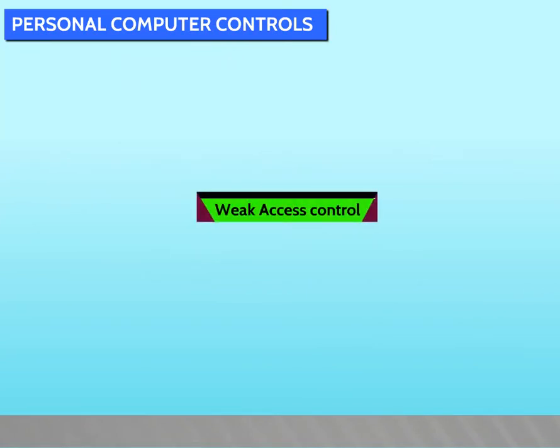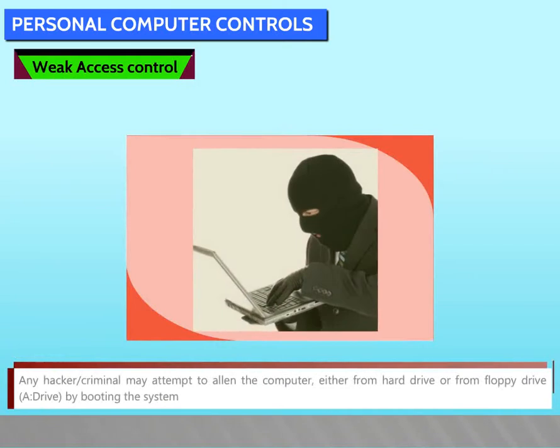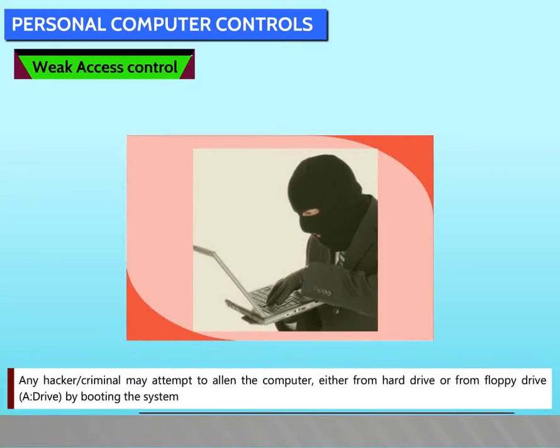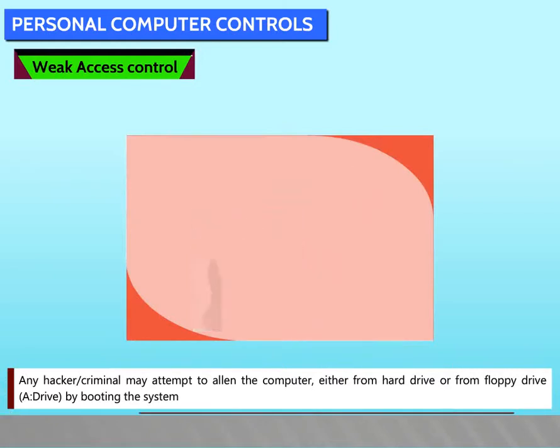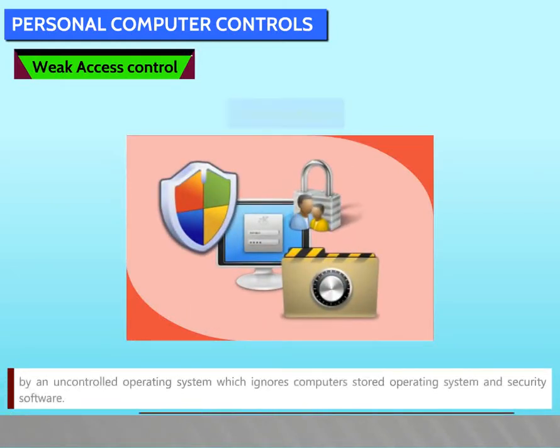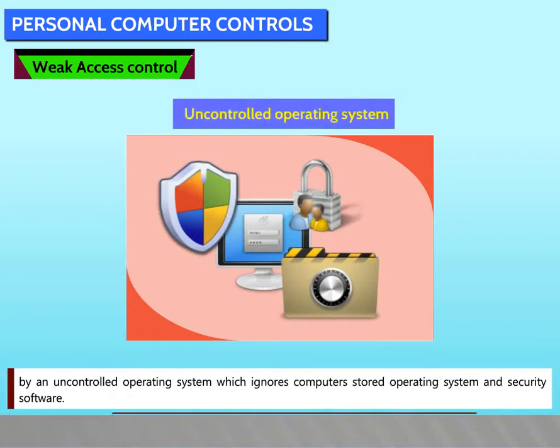Weak access control. Any hacker or criminal may attempt to boot the computer either from the hard drive or from the floppy drive, that is the A drive, by booting the system with an uncontrolled operating system which ignores the computer's stored operating system and security software.